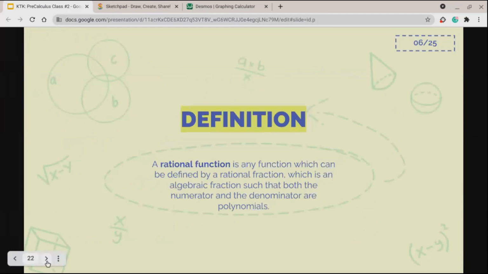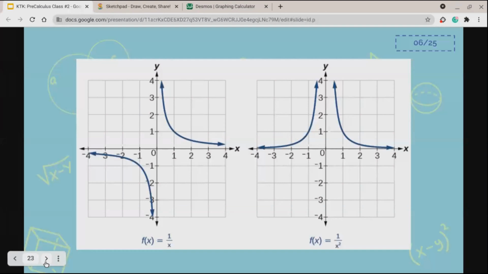A rational function is any function which can be defined by a rational fraction, which is an algebraic fraction such that both the numerator and the denominator are polynomials. And we're going to take a look at one right here. So here in a rational function, we have f of x is equal to 1 by x, and f of x is equal to 1 by x squared.